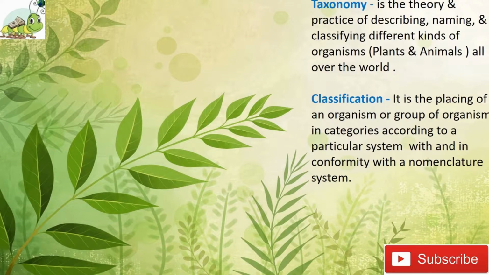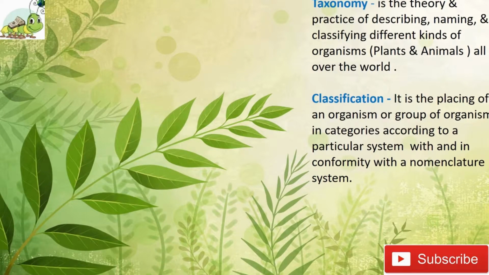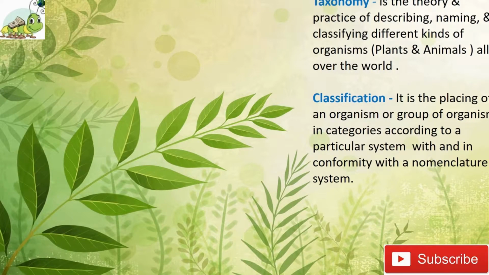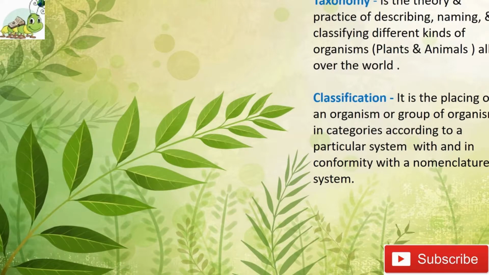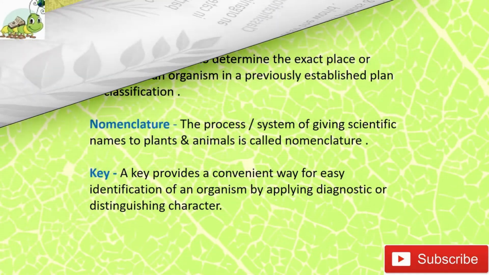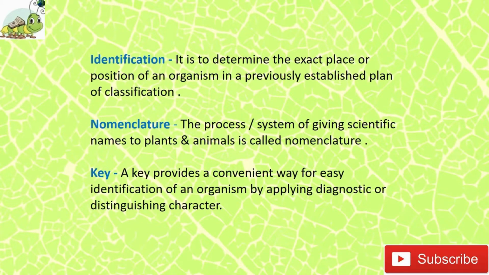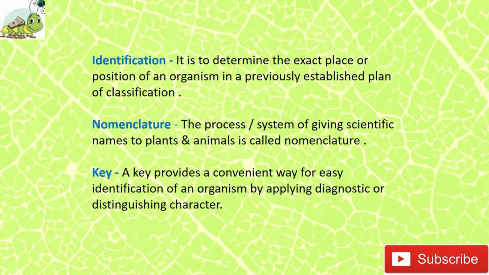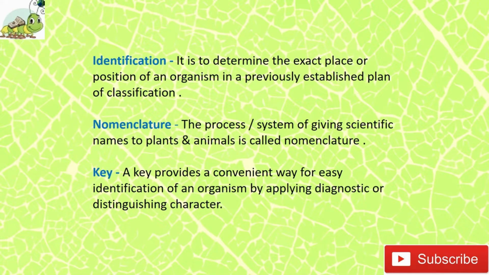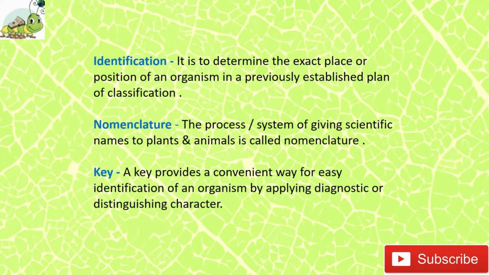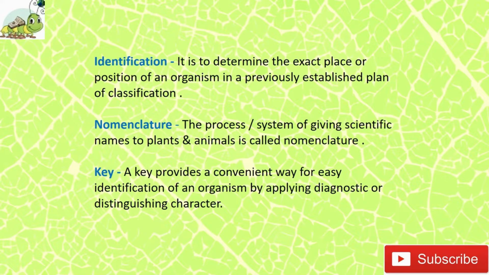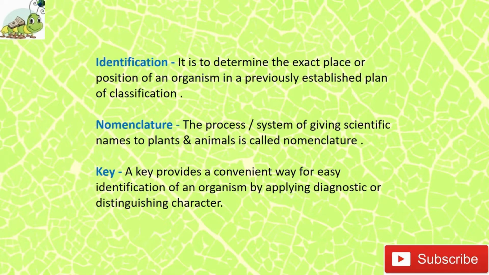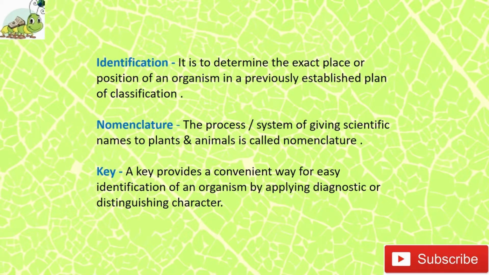The classification. It is the placing of an organism or group of organisms in categories according to a particular system in conformity with a nomenclature system, or is a mode of arranging organisms or group of organisms into categories according to a systematic plan as per nomenclature system. The point identification. It is to determine the exact place or position of an organism in a previously established set plan of classification. The point nomenclature.